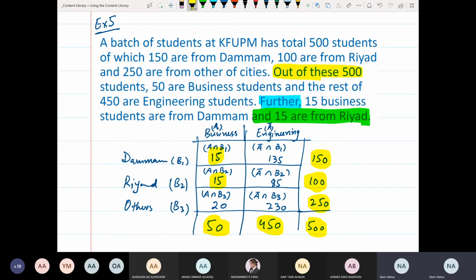Okay, now the questions. I'll start with the simple questions where I'm going to pick a single student. I'll not talk about picking 2 students. Picking more than 1, we will do it later. So let's say I pick a single student.